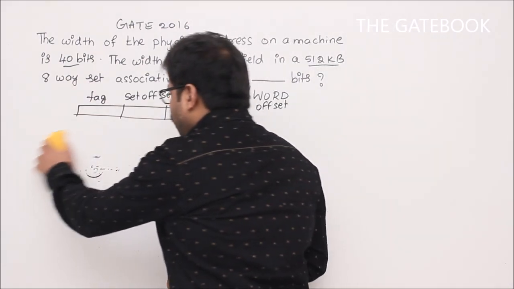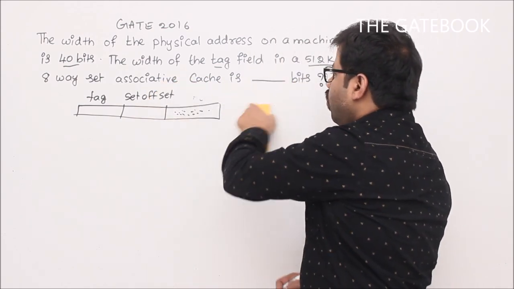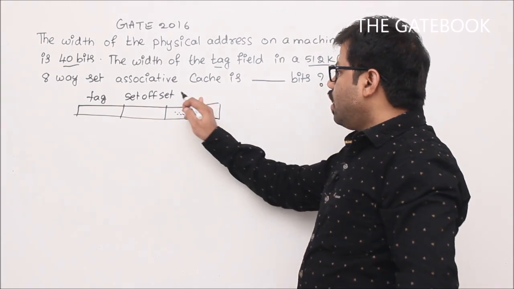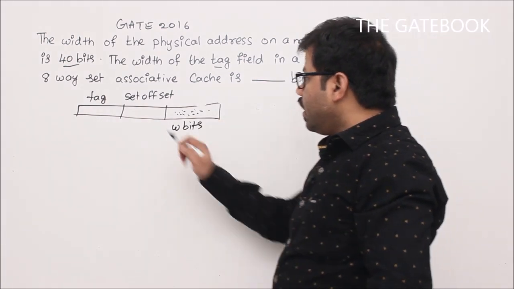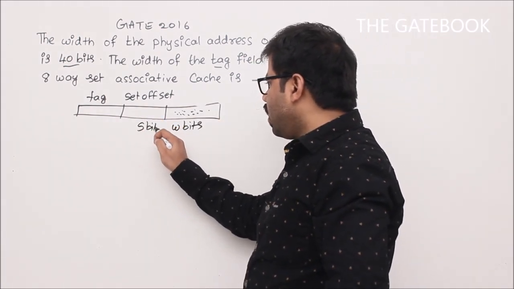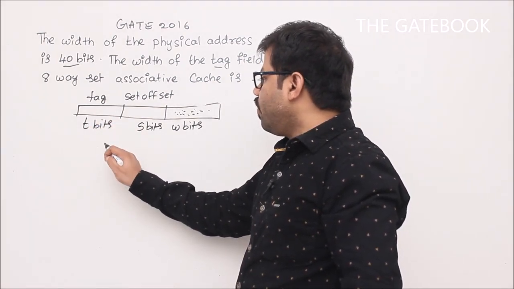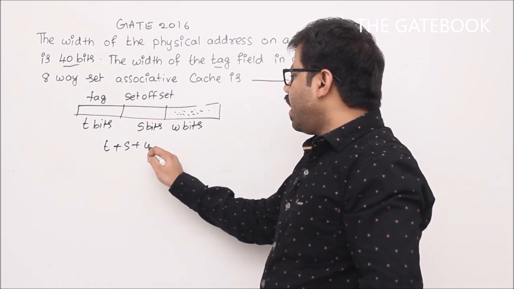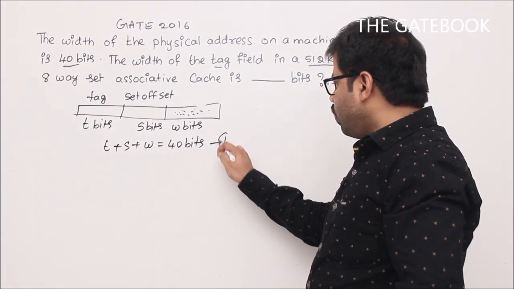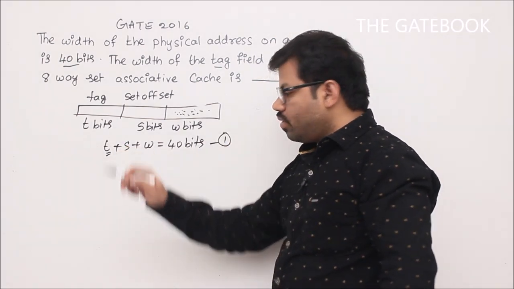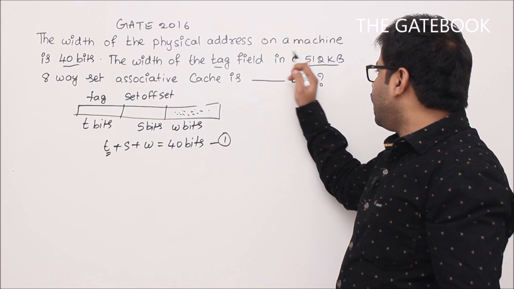Understand? Now, let us use this concept and we try to solve this problem. Finally, this word offset contains, let's say, W bits. Understand? Or byte offset, whatever. Set offset requires S bits. They did not give it in the question. Assume that, let's say, tag bits are T bits. But we have T plus S plus W as 40 bits. That you remember. Second thing, equation 1. But we want this T value. How to find out T value where S is unknown, W is unknown? We have one more information, that is cache size.